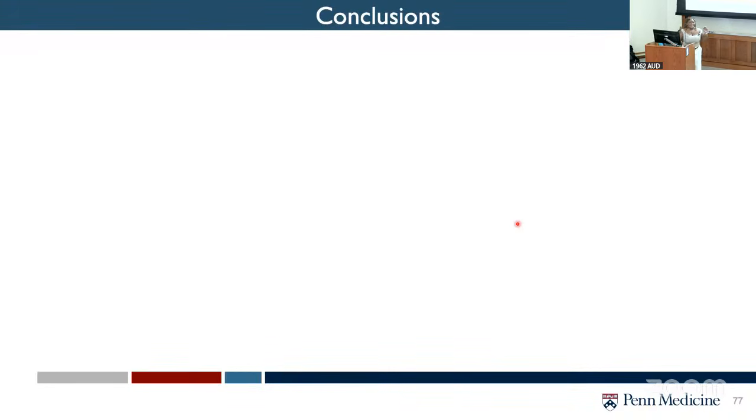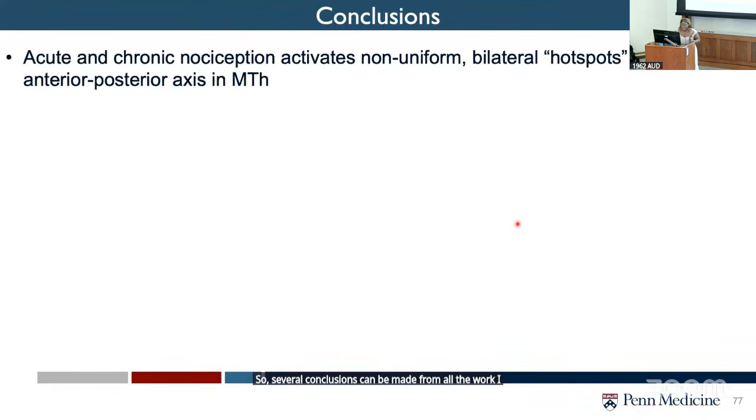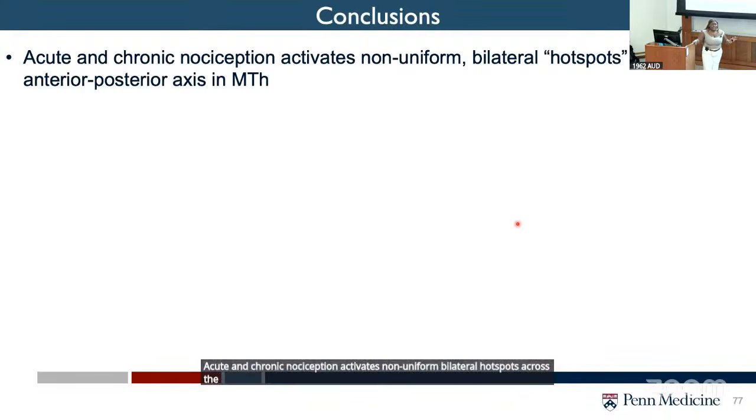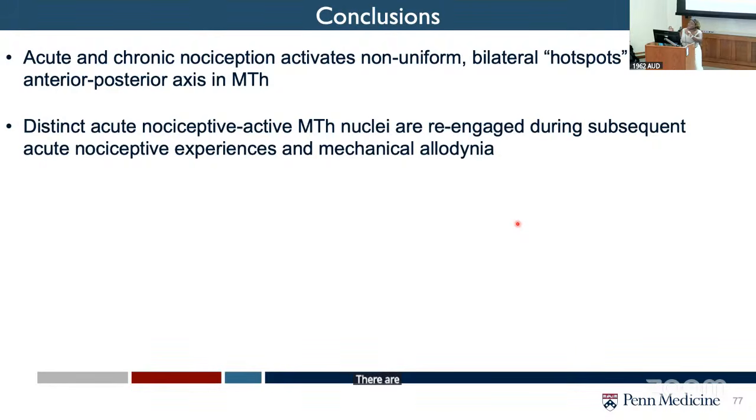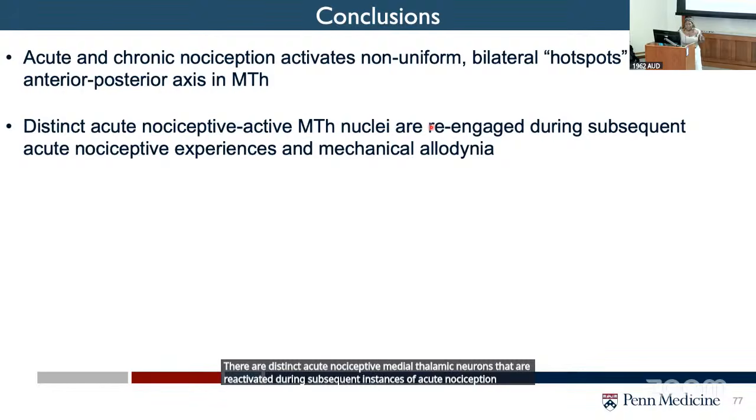So, several conclusions can be made from all the work I showed you today. Acute and chronic nociception activates non-uniform bilateral hotspots across the anterior-posterior axis of the medial thalamus. There are distinct acute nociceptive medial thalamic neurons that are reactivated during subsequent instances of acute nociception and during mechanical allodynia.